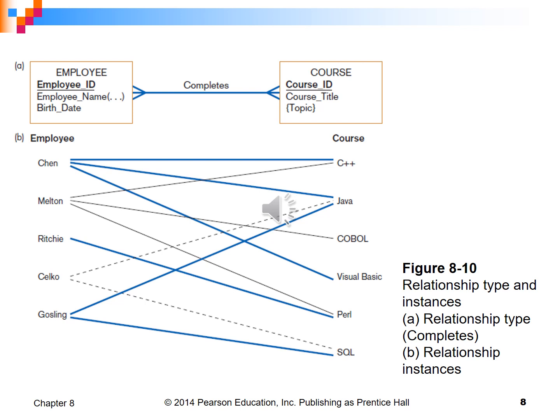If we look at the employees, like Shen, Milton, Richie, Selco, and Gosling. And the courses are C++, Java, COBOL, Visual Basic, Perl, and SQL. If you look at Shen, he completed the courses C++, Java, and Visual Basic. If you look at Milton, he finished C++, COBOL, and Perl. So the relation here is many employees to many courses. So it is many to many here.